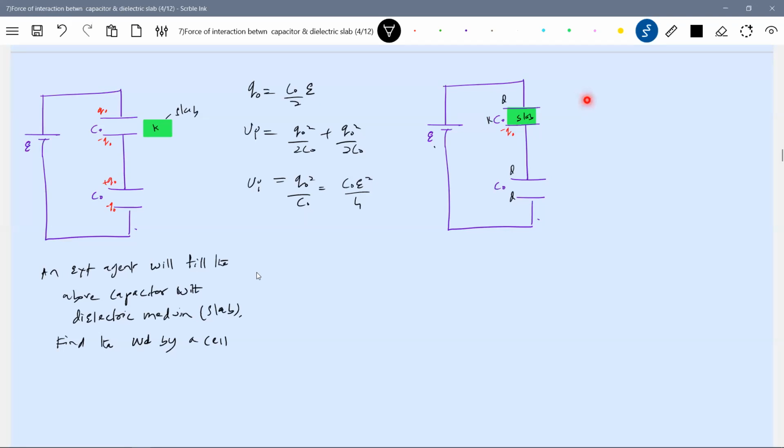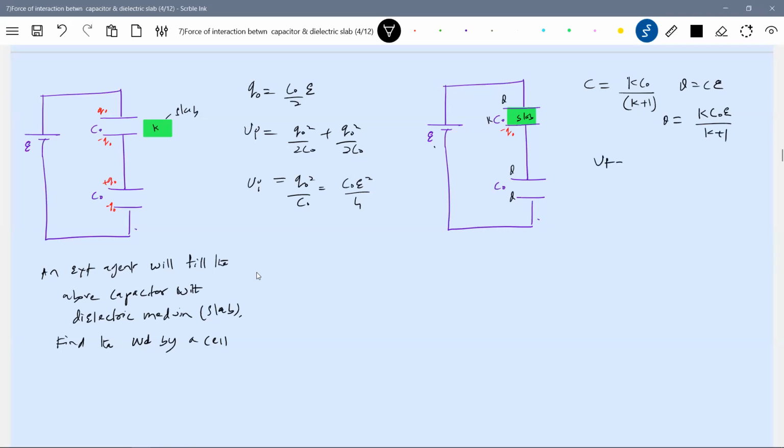First, we'll calculate the total capacitance. It'll be easy for us. The total capacitance of the system will be C equal to K C naught into C naught, by K C naught plus C naught, which is K C naught by K plus 1. So this will be the capacitance. Then what is the final charge? Final charge will be C into E. So this will be K C naught E by K plus 1. This will be the charge in each capacitor.